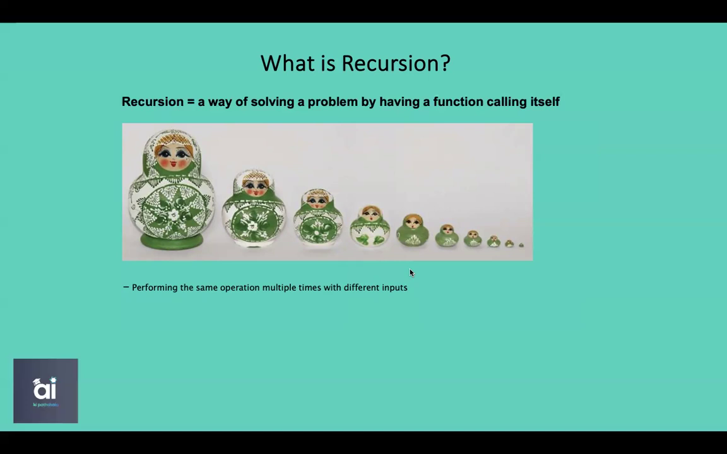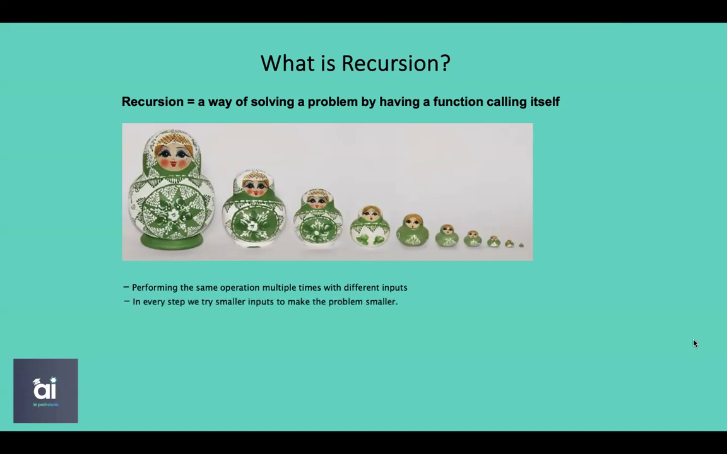So first we start from the bigger one, then we continue to the smaller one, then again we open the smaller one, and this continues like this. Here we open 10 different sizes of Russian dolls. As you notice, the process of opening all the dolls is the same. That's why the property of recursion says the same operation is being performed. Our operation here was opening Russian dolls.